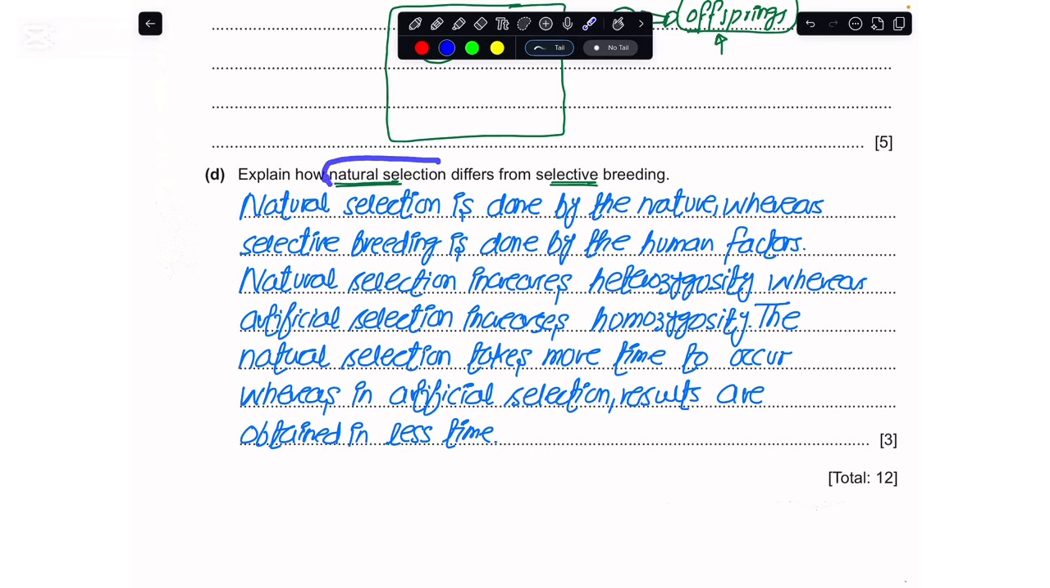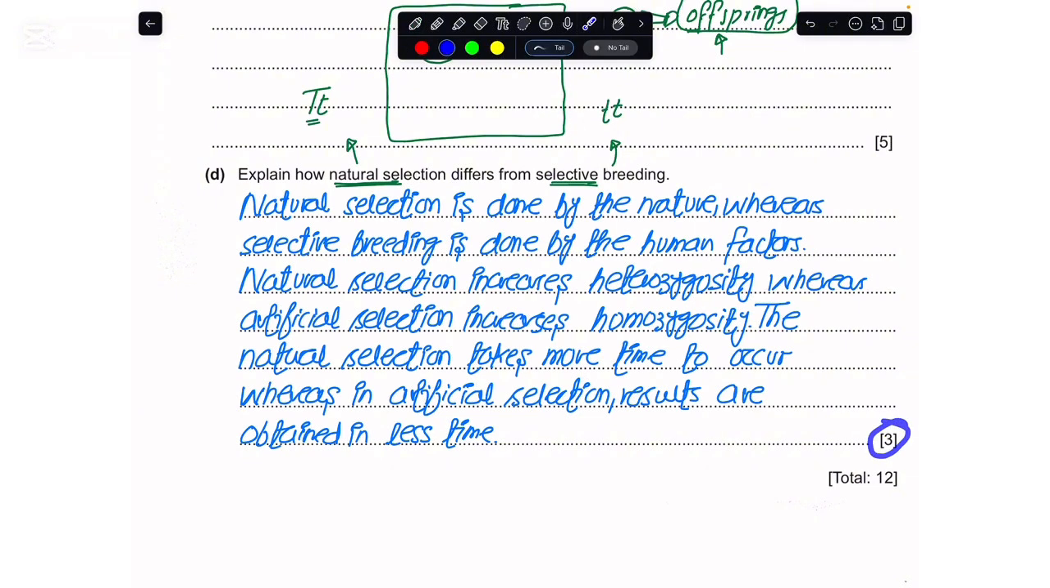Natural selection takes a lot of time, even centuries, to be accomplished. But when we are doing selective breeding, the results can be obtained in a few years. When we talk about natural selection, this basically works in a way where we are increasing the heterozygosity. Nature would want the resulting offspring to have different combinations of alleles, like capital T and small t. But when selective breeding is being done, the breeder would want the allele combination to come in the homozygous form.